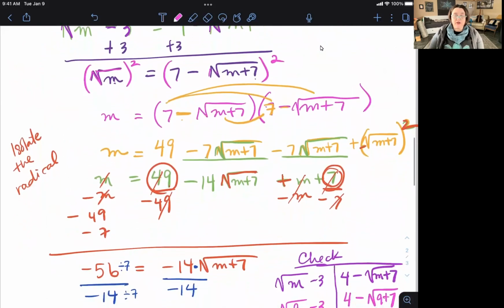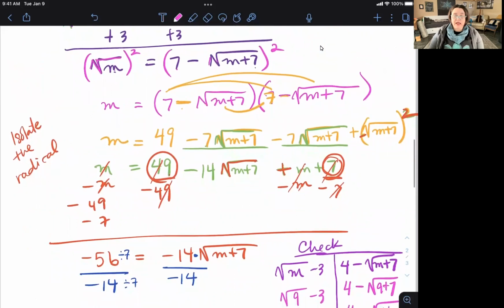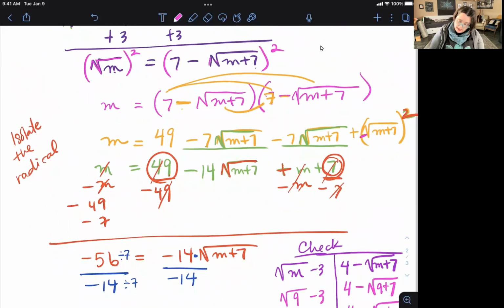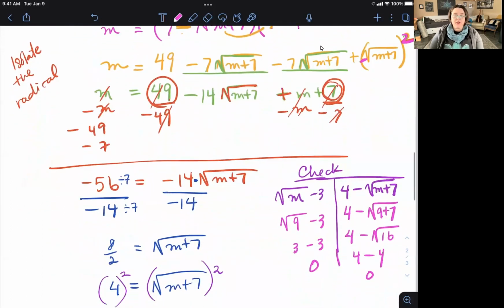But you want to plug those answers in to check, and then just making sure that, you know, things like this, when you square a negative, okay, you get a positive. That's why we got positive m plus 7, right? Because of that squaring of the negative. Anyway, look for those sign errors.